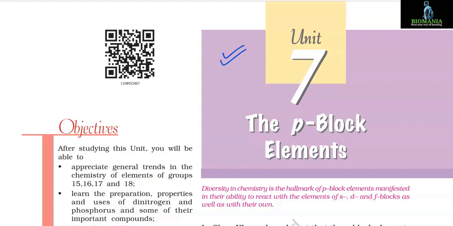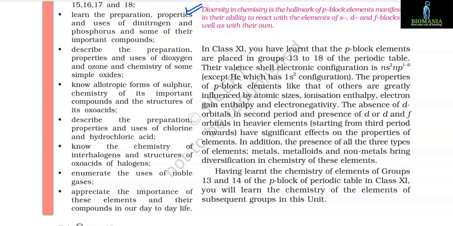Unit 7. The p block elements. Diversity in chemistry is the hallmark of p block elements, manifested in their ability to react with the elements of s, d and f blocks as well as with their own.